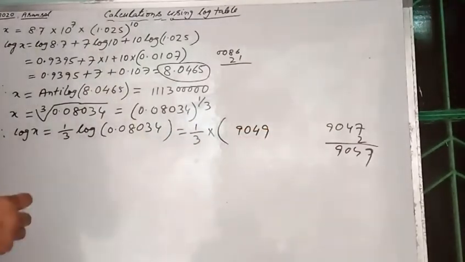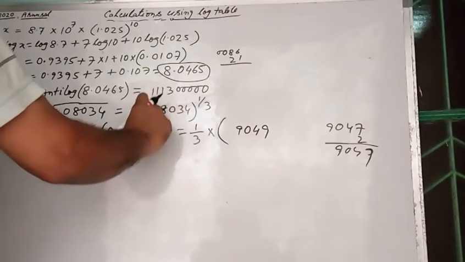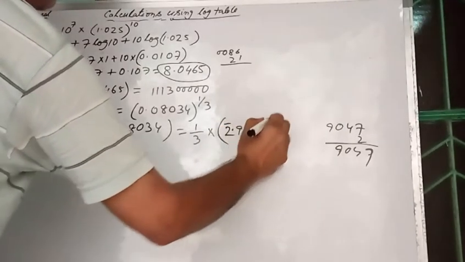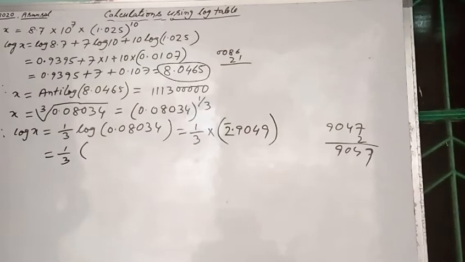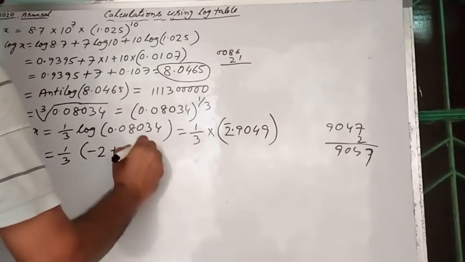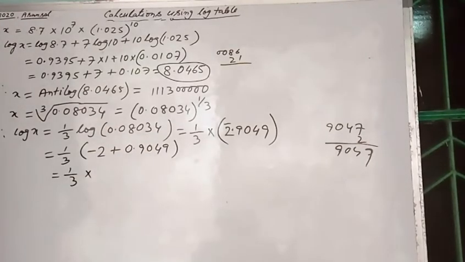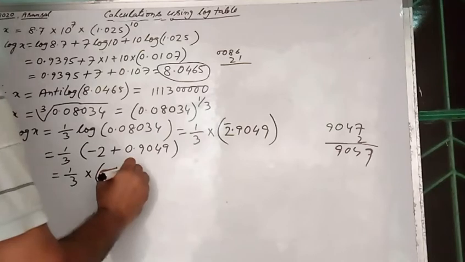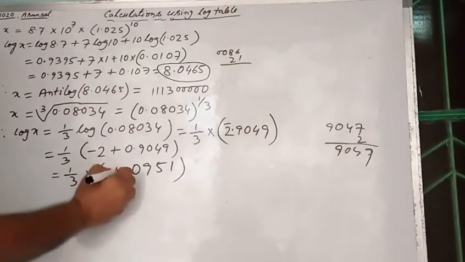So we get 9049, and in the standard form, we'll write this as 8.034 into 10 to the power minus 2. That minus 2, that is 2 bar, comes in the characteristic. This is the mantissa, this is the characteristic. So after simplifying, this 2 bar can be written as minus 2 plus 0.9049, which is equal to 1/3 into minus 2 plus 0.9049, which is equal to 1/3 into minus 1.0951.